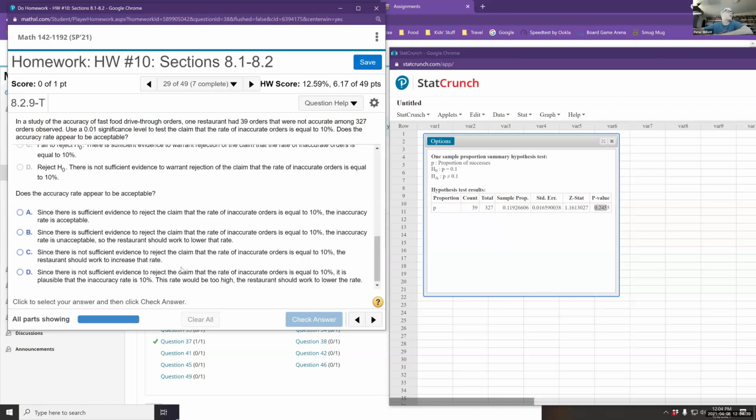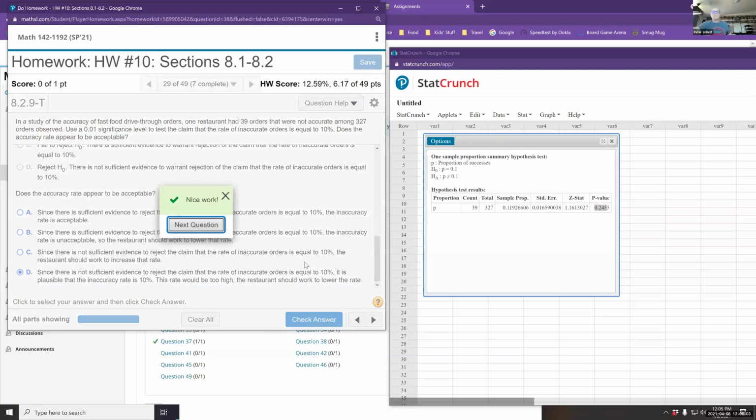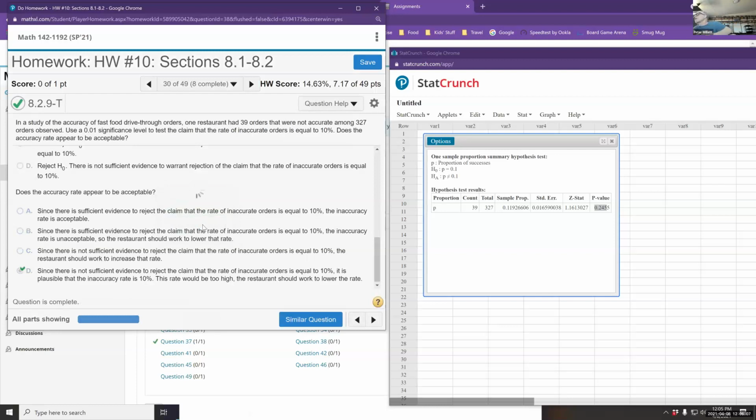Why would you work to increase the rate of 10% inaccurate orders? So that just sounds silly. Since there is not sufficient evidence to reject the claim that the rate of inaccurate orders is equal to 10%, it is plausible that the accuracy rate is 10%. This rate would be too high. The restaurant should work to lower the rate. By common sense, hopefully that's D. Questions, comments, discussions about that at all?